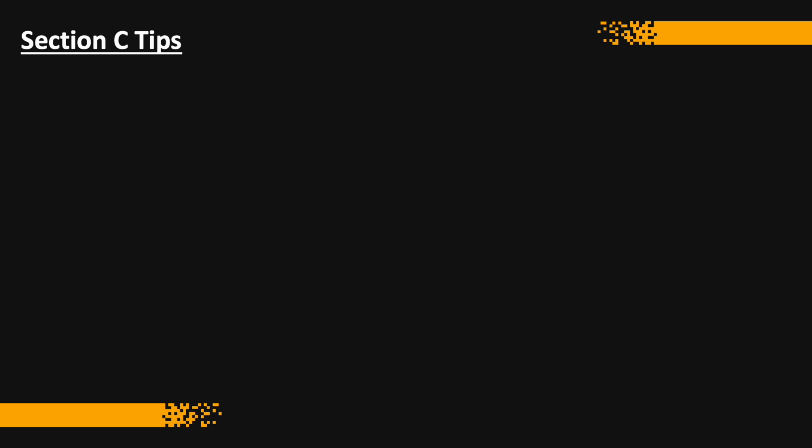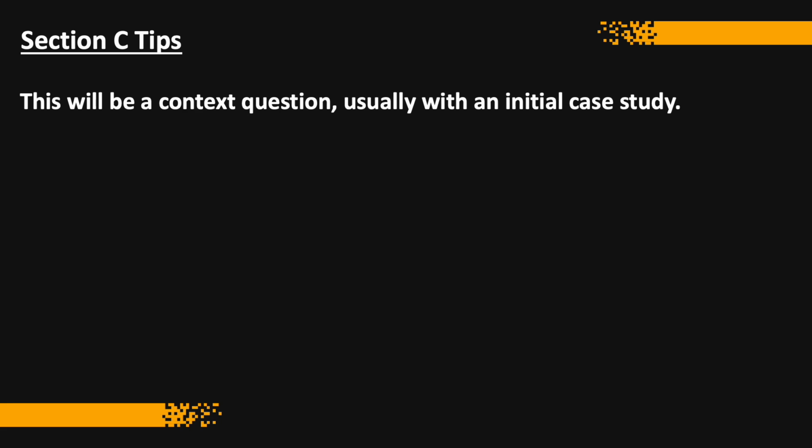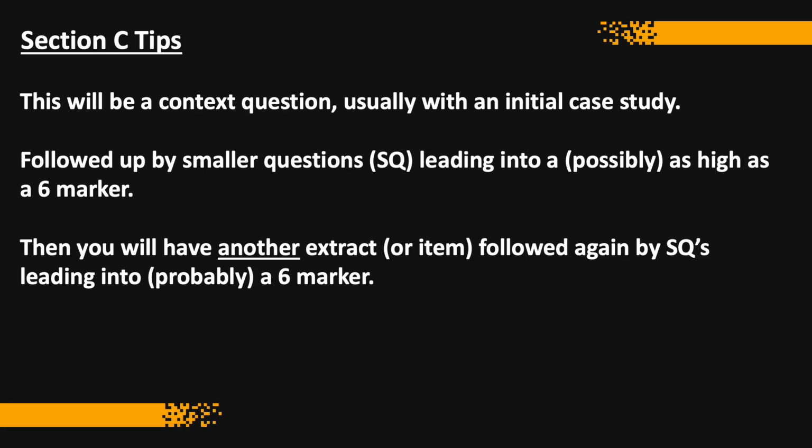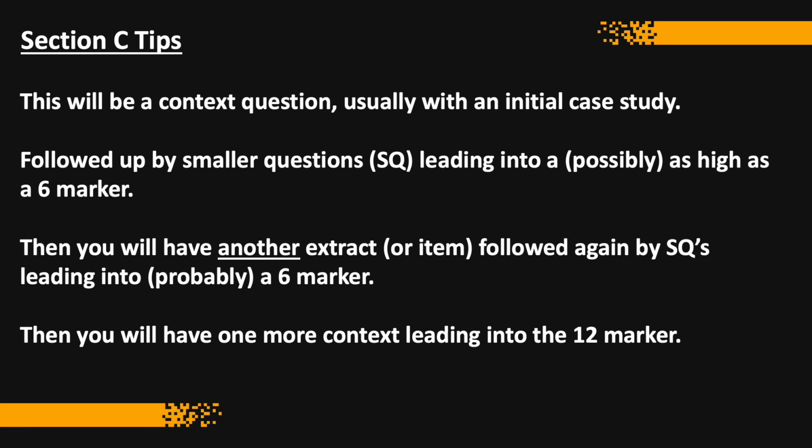Section C tips. So again, this will be a context question, usually with an initial case study, followed up by smaller questions leading into possibly as high as a 6 marker. And then you will have another extract or item followed again by shorter questions leading into probably a 6 marker again. And then you will have one more context leading in to the 12 marker.